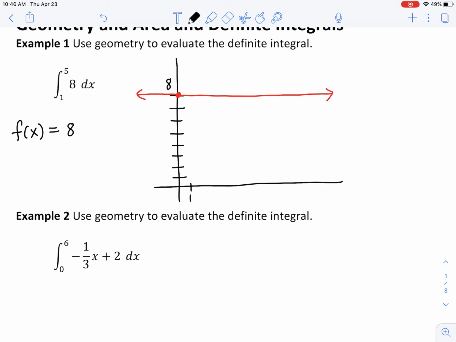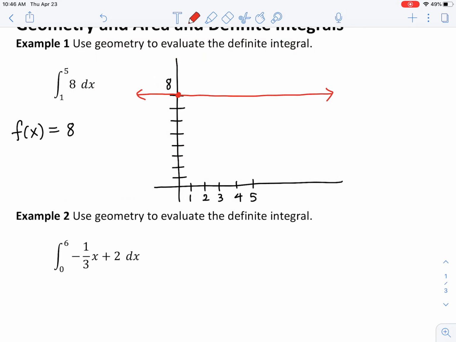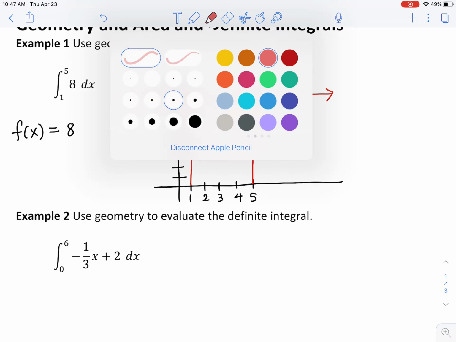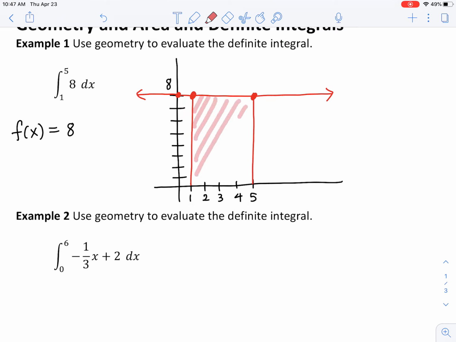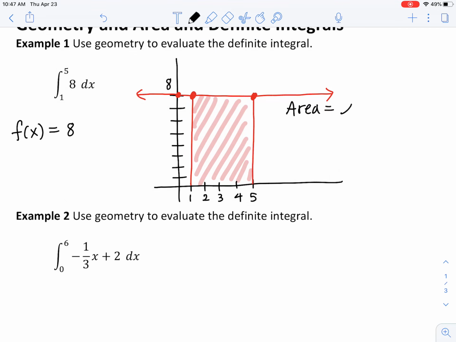So you graph it first, and then you look at the bounds. What they want is the area from 1 to 5. So let me go ahead and plot some numbers on my x-axis. Here's 1, 2, 3, 4, and 5. So this is what they want. What they want you to do is find the area from this point to that point. Okay? So let me highlight this using my highlighter. Oh no, too big. All right, I'll just shade it like this.